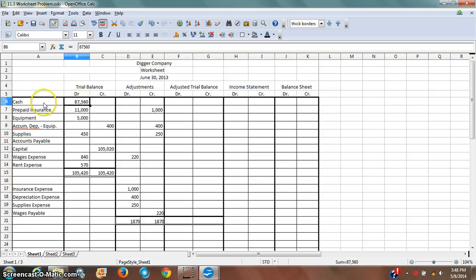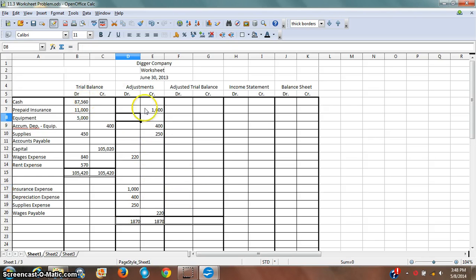And what we're going to do is add or subtract across. We're going to do each row. And if there's just one thing in either of these rows, for example, in cash, there's just the cash and nothing in the adjustments column, or in the insurance expense row, there's just insurance expense but nothing on the trial balance, then we're just going to put whatever value is there.